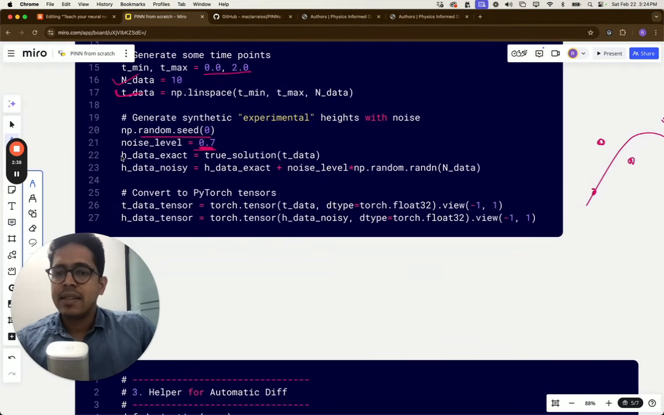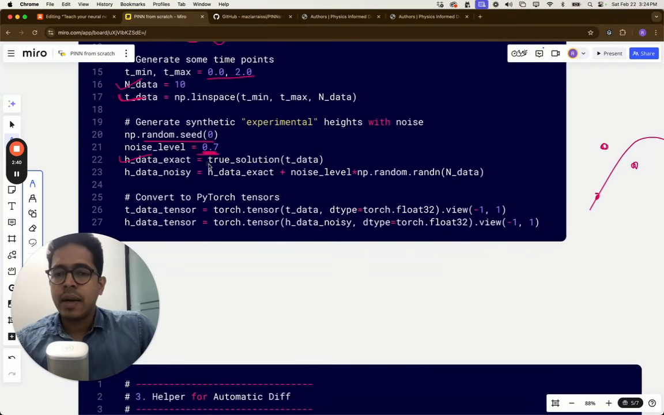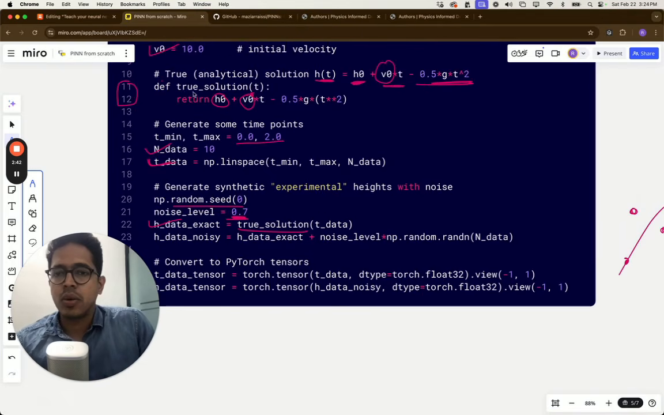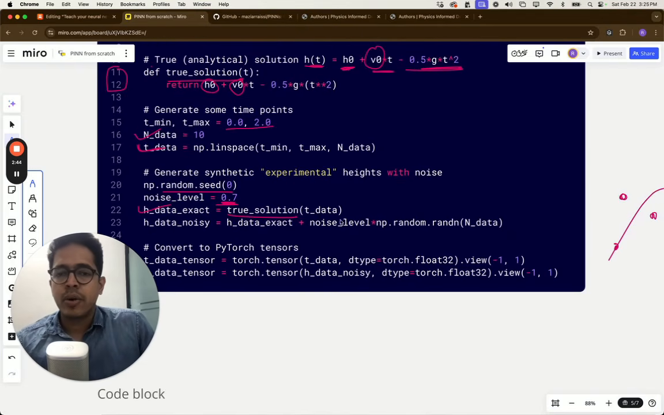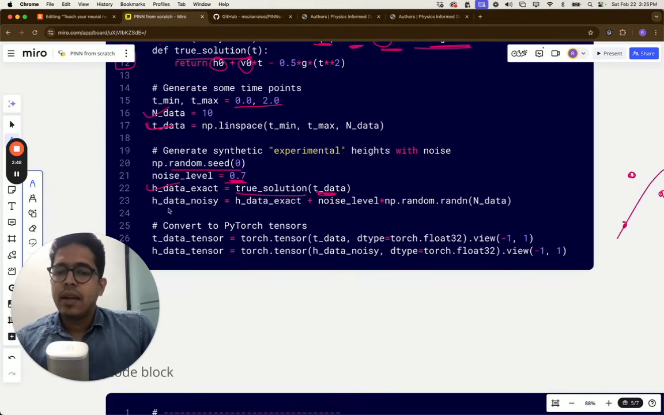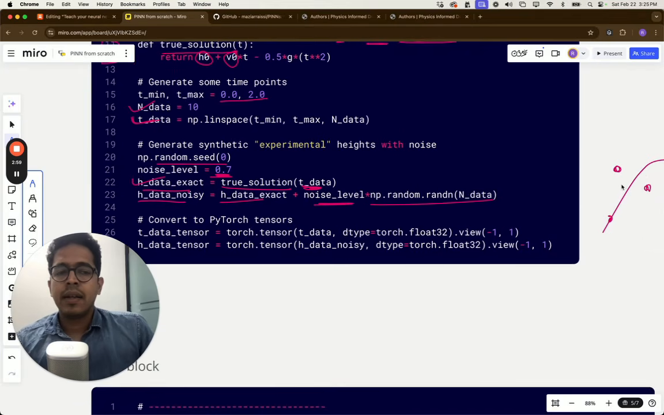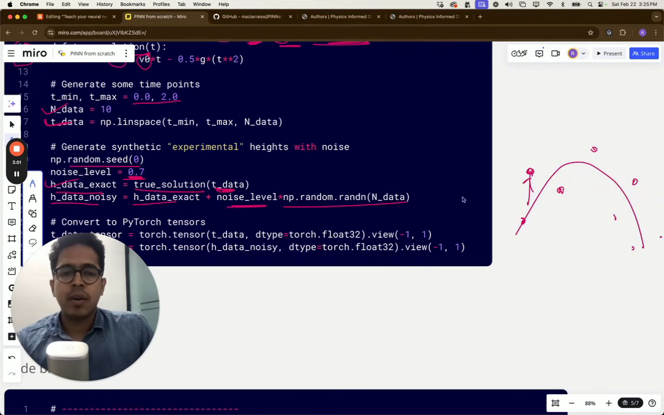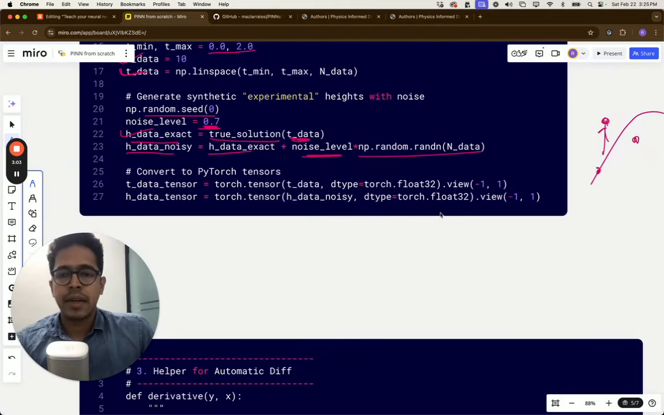So the exact solution data is obtained by calling the true solution function. This is the true solution function for your time points, and time points is the linspace of this t data, right? Noisy is basically the exact data plus some noise level, and this noise level is 0.7, and 0.7 you are multiplying with a set of random numbers. So the height of this noise won't be the same. It will depend on whatever this random number generator is generating.